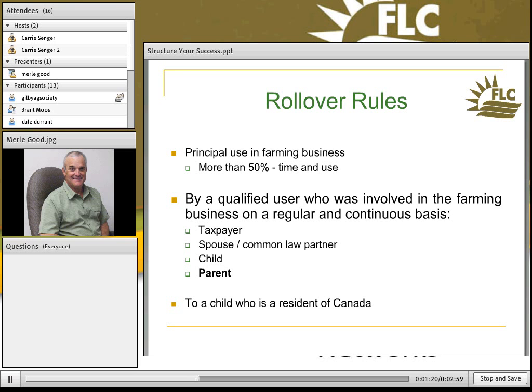If I want to transfer a quarter section to my daughter Anessa, our fair market value in our area is about $400,000 a quarter. So I could transfer it to her for $1 and she would inherit my original cost base, or I could charge her $400,000. It's my choice. Plus she has to pay it back.